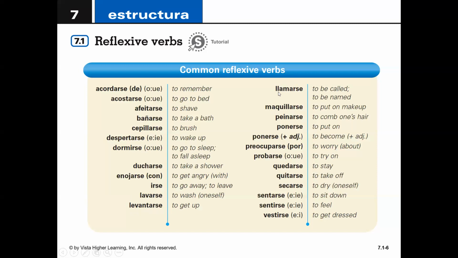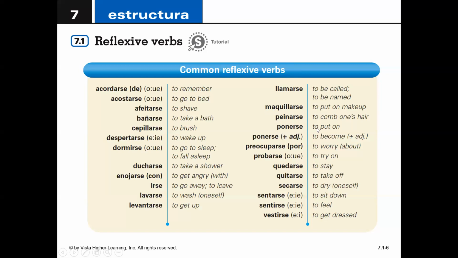Right, now over in this column, llamarse. So now you understand when you say me llamo, it's a reflexive verb. I call myself, right, to be named. I name myself Kevin. Me llamo Kevin. ¿Cómo te llamas? Me llamo Marco, etc. Okay, continuando. Maquillarse. Careful with the pronunciation here, the Q-U-I, it's key, like the key that you put in a door in English, right? It's not qui. So maquillarse. Okay, continuando. Peinarse.